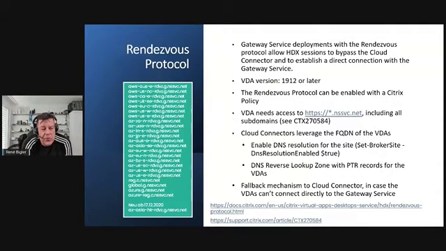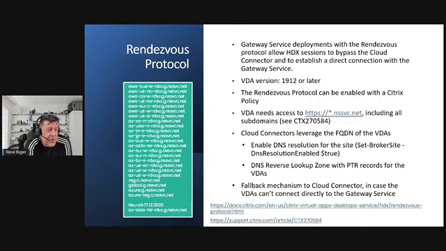Obviously, for this solution to work, the workload machines, the VDAs, need access to the gateway service resources out on the public internet, including every single subdomain that's used by the gateway service. There's a CTX article listing all those addresses that come into play with the gateway service. You see it on the left side. I'm not sure if it's the latest version here or if there have been some additions lately.